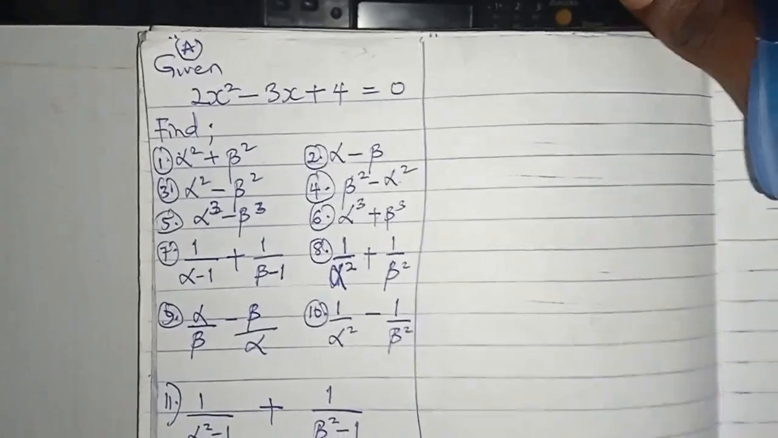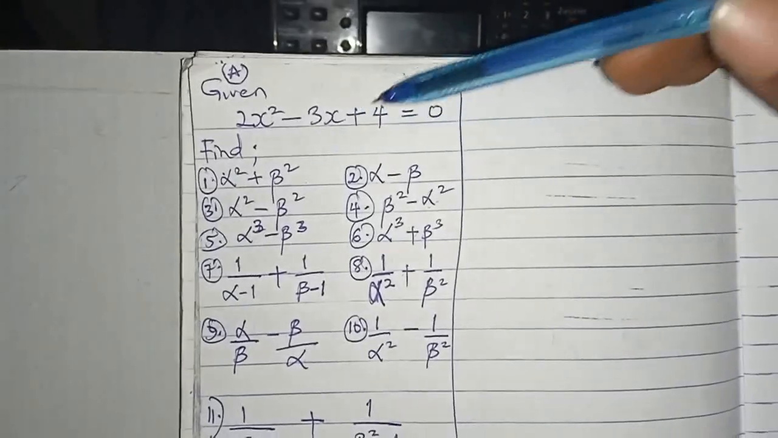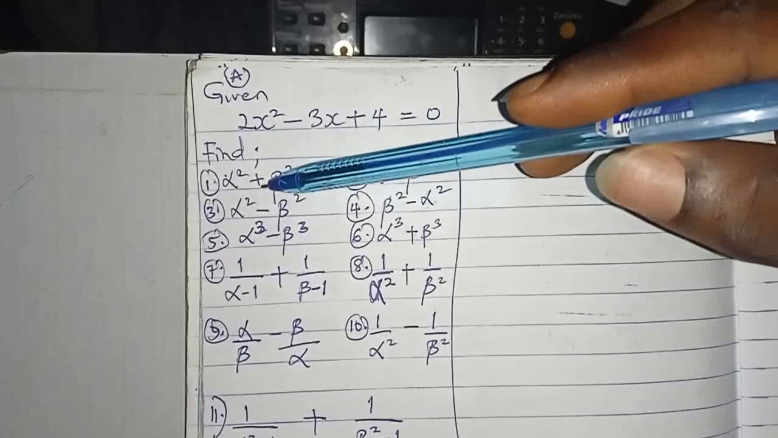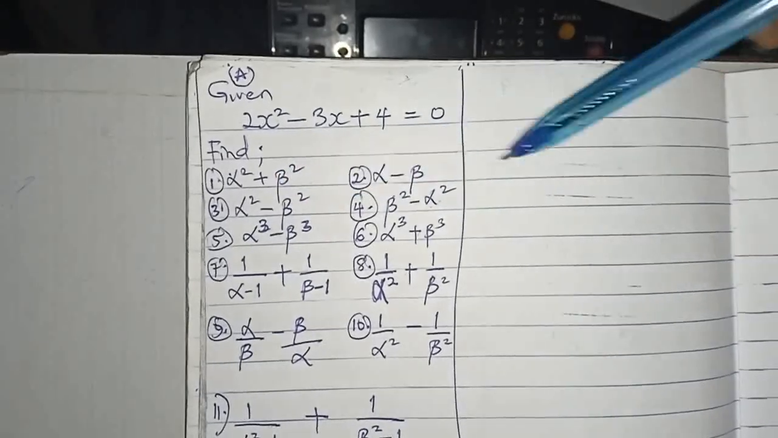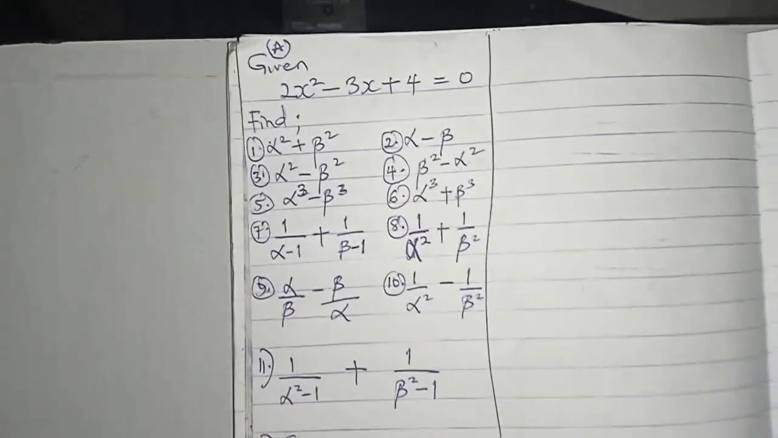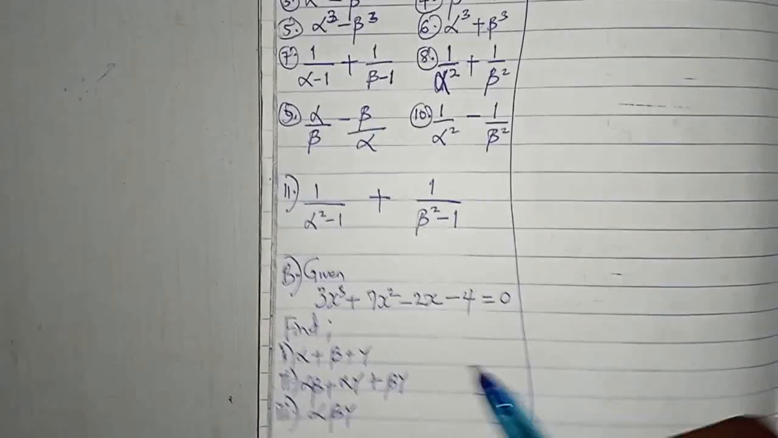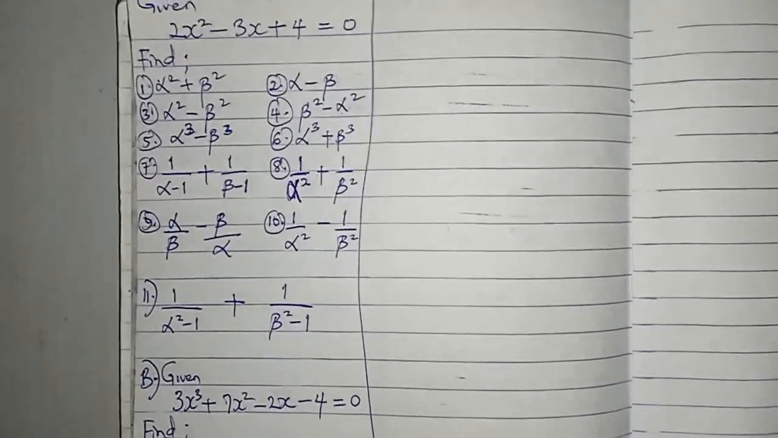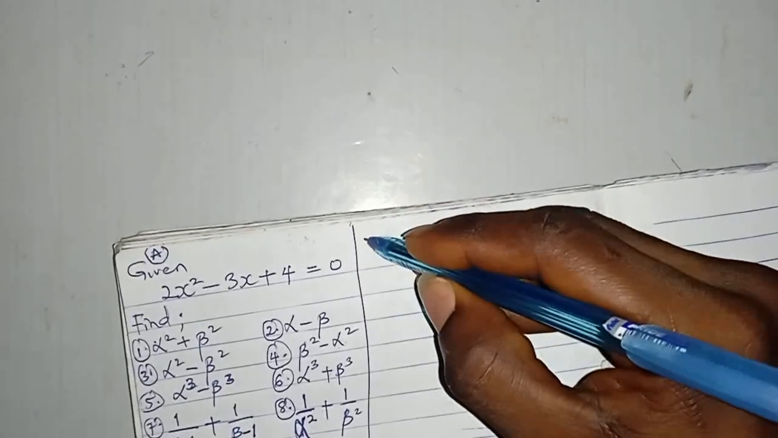The question before us says, given 2x squared minus 3x plus 4 equals 0, find x squared plus beta squared, x minus beta. Okay, then let's say give us this one. So in this video, I will start with finding.